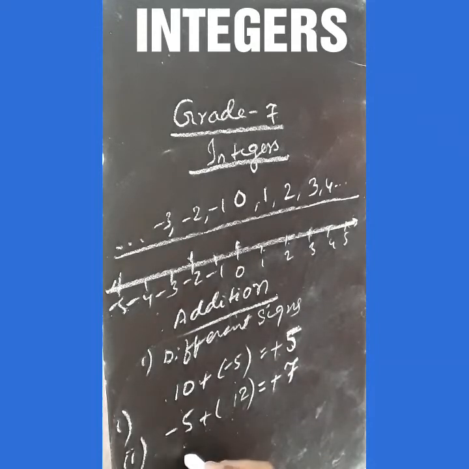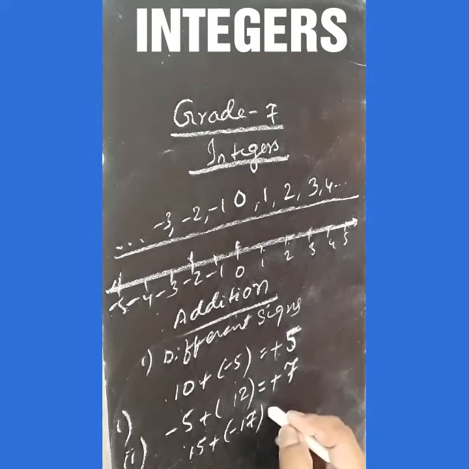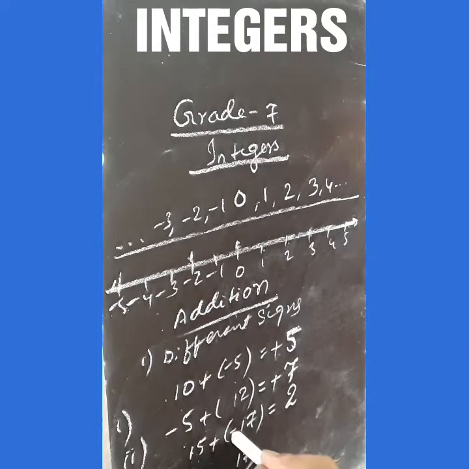Let us take a third example. Here we have 15 and -17. Suppose this 15 is positive, plus 15 and -17. First we will find the difference of 17 and 15. We get 2 here. Now what is the absolute value of 15? 15. What is the absolute value of -17? It is 17, and the greater number is 17 here, and its sign is minus, so we will put the minus sign here.